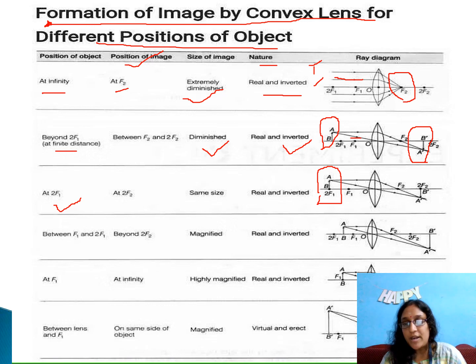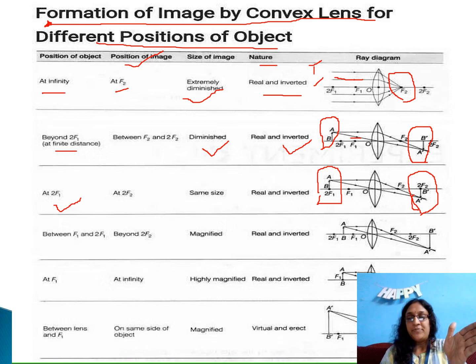A ray parallel to your principal axis, when it passes through your lens, after refraction just passes through your focus. There you'll get the image. The same thing, a ray which passes through your optical center doesn't change its original path. So it will meet again there. So you'll get the image A prime B prime exactly at 2f2.